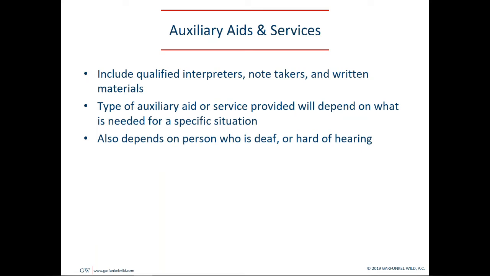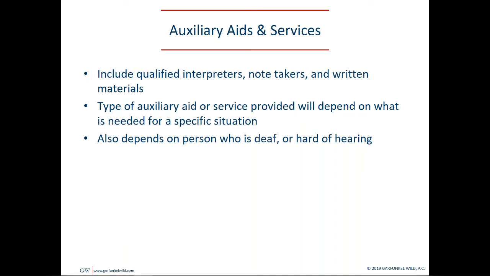Okay? Auxiliary aids and services don't just include qualified interpreters, they also can include note takers and written materials. In certain circumstances, you may be required or able to provide written materials to satisfy your obligation. The type of auxiliary aid or service depends upon what's needed in a specific situation. It also depends on the person who is deaf or hard of hearing.